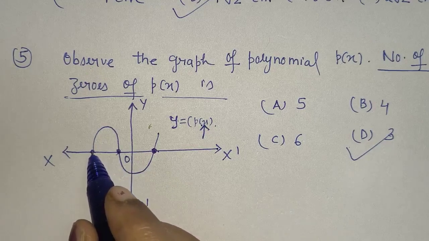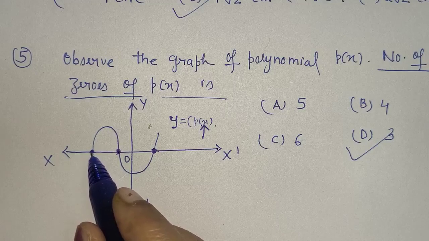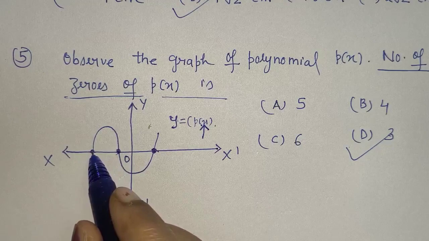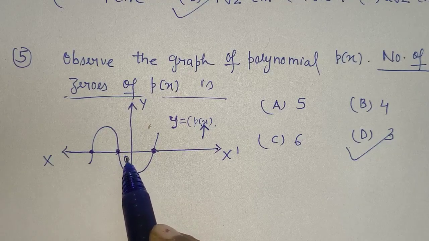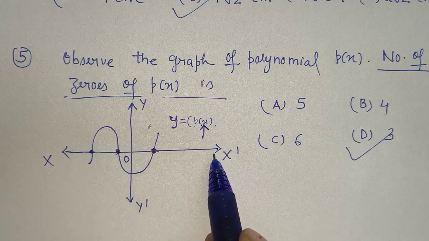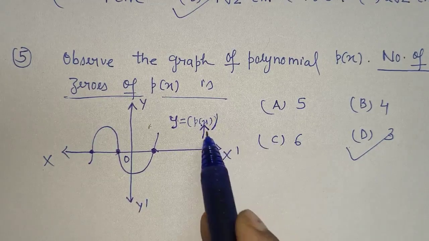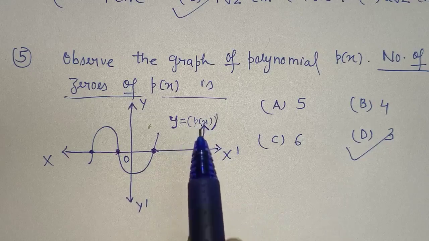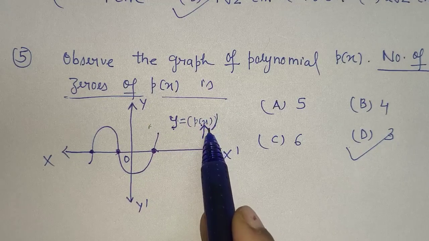For example, if x is equal to 3, for this x is equal to 3, the y coordinate is 0, that's why the point is lying on the x-axis, right? So any point of the graph which lies on the x-axis is a zero of the polynomial, because our definition for zero of any polynomial states that it is that value of x which gives y as 0, isn't it?